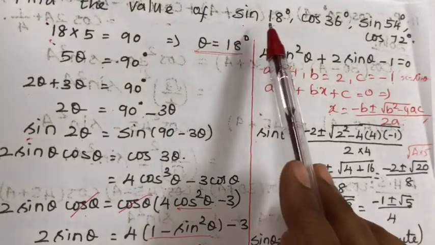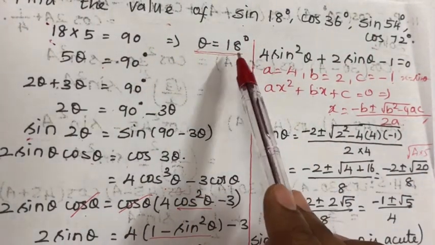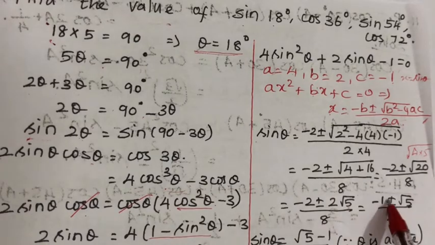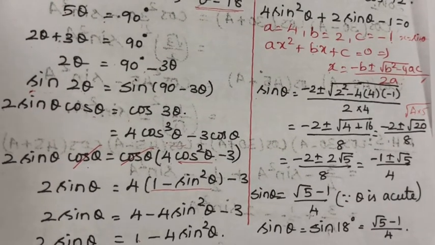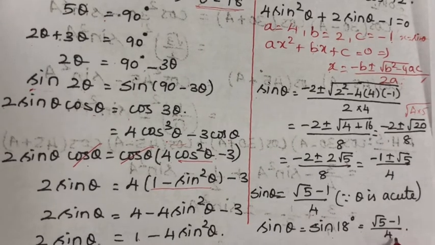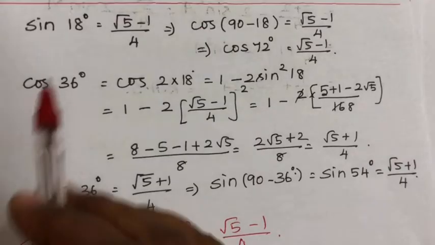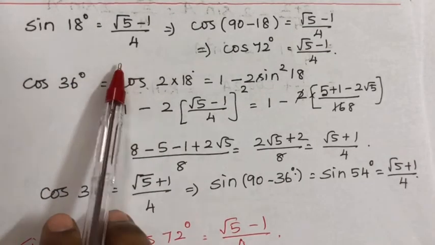But all our angles are acute angles. Theta is 18 degree and it is an acute angle. So I take positive only. It will come in the first quadrant, isn't it? So positive root 5, that is root 5 minus 1 divided by 4. That is our sin theta. What is our sin theta? Theta is 18. So sin 18 is equal to root 5 minus 1 divided by 4.